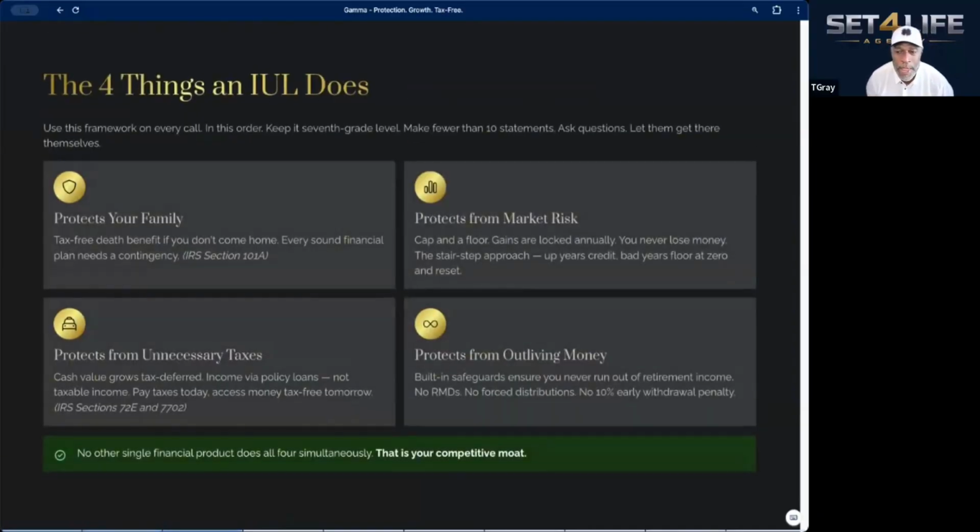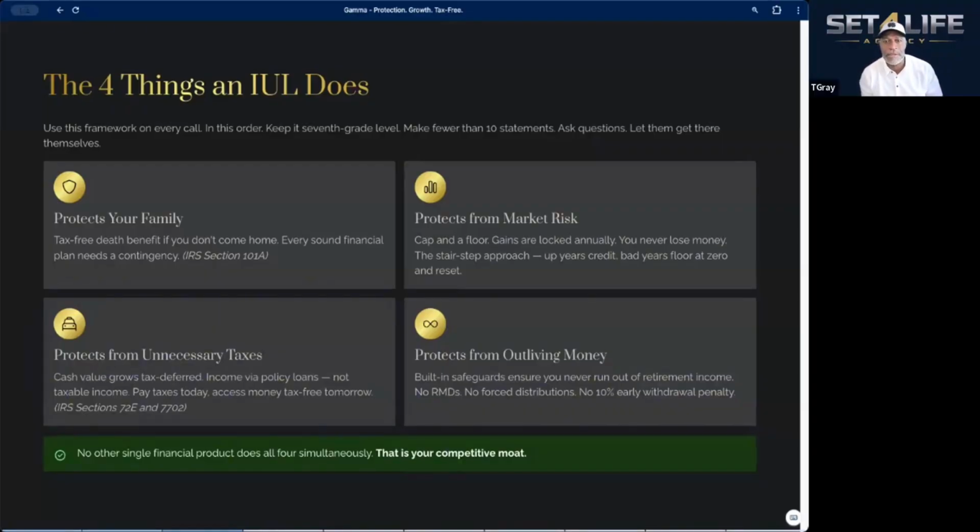What are the four things that an IUL does? If you're watching this video, or attending this training live, these are the four things that you want to be able to clearly articulate to a prospective client. And you want to keep it this simple. It's seventh grade. It's just a handful of statements, and this is going to help people get there. The first thing that an IUL does is it protects your family. There is a tax-free death benefit if you don't make it home. So that's the first part.